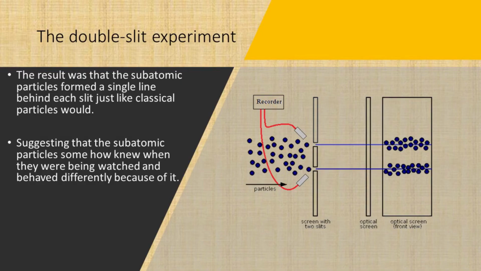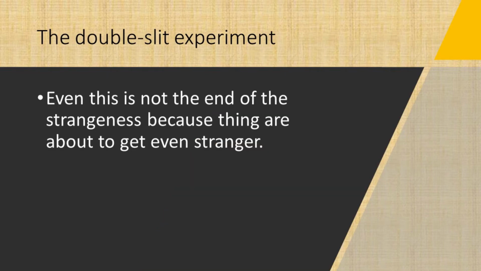The result is that the subatomic particles formed a double line behind each of the slits, just like classical particles would, suggesting that the subatomic particles somehow knew when they were being watched and behaved differently because of it. This is not the end of this strangeness, because things are about to get even stranger.